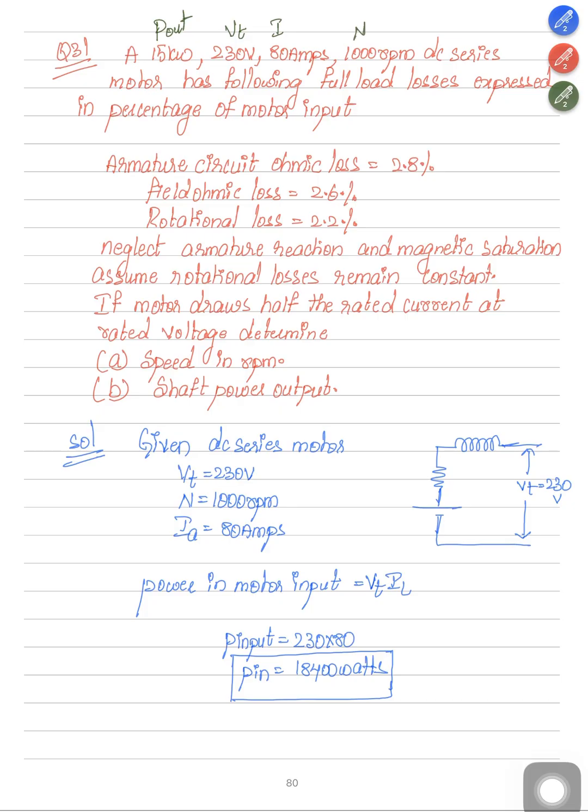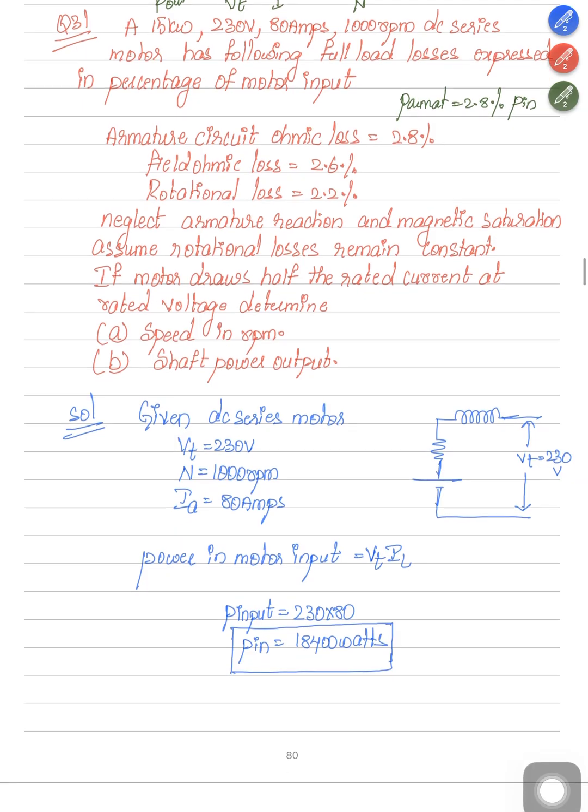It has the following losses expressed as a percentage of motor input. The armature ohmic losses are 2.8% of input power. Similarly, field ohmic losses are 2.6% of input power. Rotation loss is 2.2% of input power. They are asking to neglect the armature reaction and magnetic saturation. Assume rotation losses remain constant.